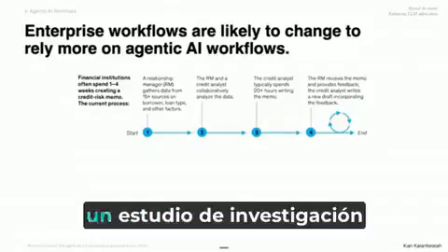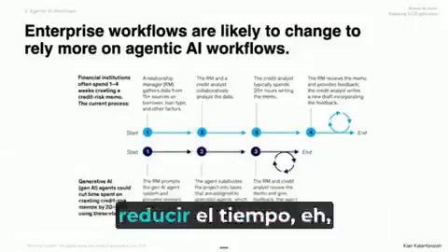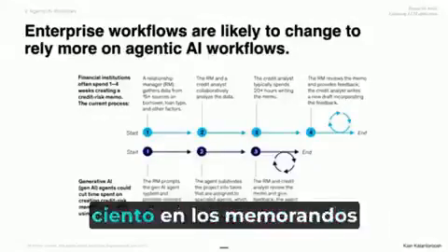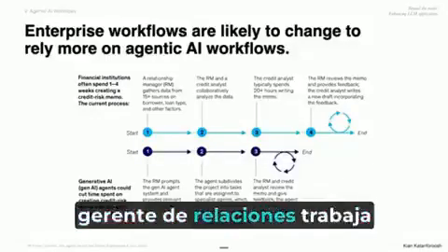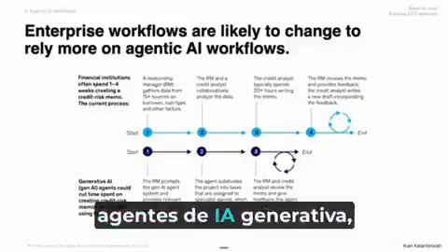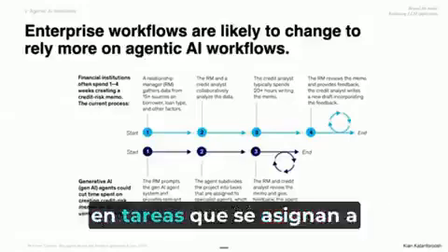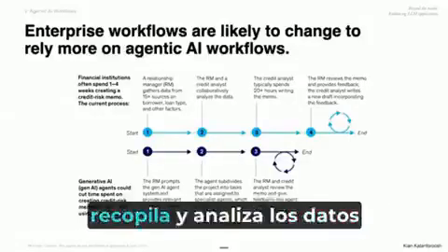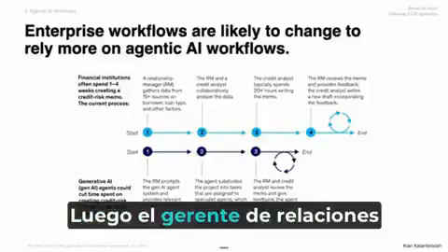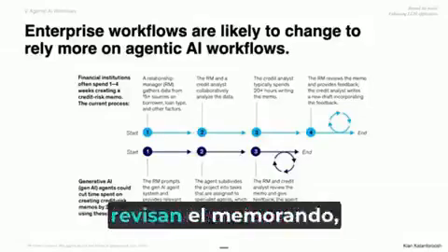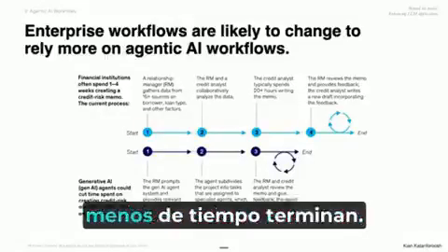And then they ran a research study where they changed the process. They said Gen AI agents could actually cut time by 20 to 60% on credit risk memos. And the process has changed: the relationship manager directly works with the Gen AI agent system and provides the relevant materials needed to produce the memo. The agent subdivides the project into tasks that are assigned to specialist agents, gathers and analyzes the data from multiple sources, and drafts a memo. Then the relationship manager and the credit analyst sit down together, review the memo, give feedback to the agent, and within 20 to 60% less time are done.